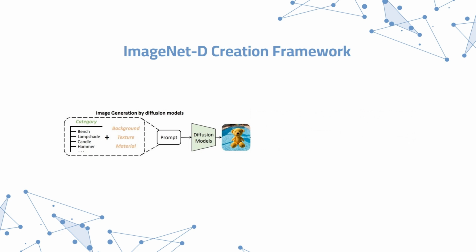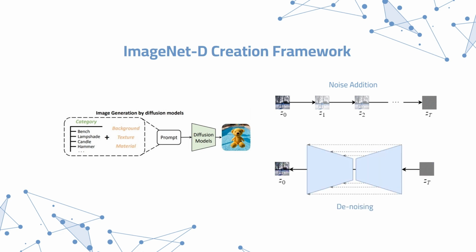Diffusion models, like Stable Diffusion, generate high-quality images based on textual prompts. These prompts define objects and nuisances like background, material, or texture. They work by simulating a two-step process. Noise addition: images are progressively corrupted with random noise over many steps until they become pure noise. Denoising: a neural network, trained to reverse this process, removes the noise step by step to reconstruct the image.